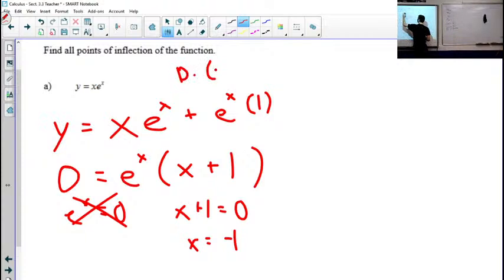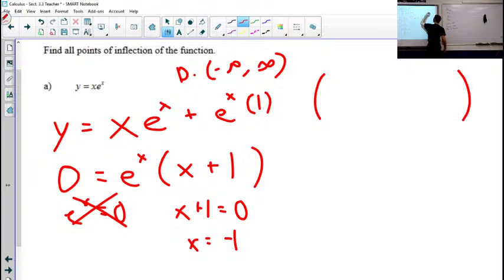Domain, by the way, is from negative infinity to positive infinity. We can plug any number into x. We can plug any number into e to the x. No domain problems there. Negative 1.